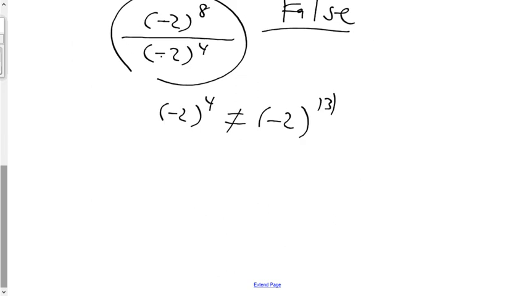Question 4, true or false, says 2 plus 5 in brackets to the exponent of 3 is equal to 2 cubed plus 5 cubed.